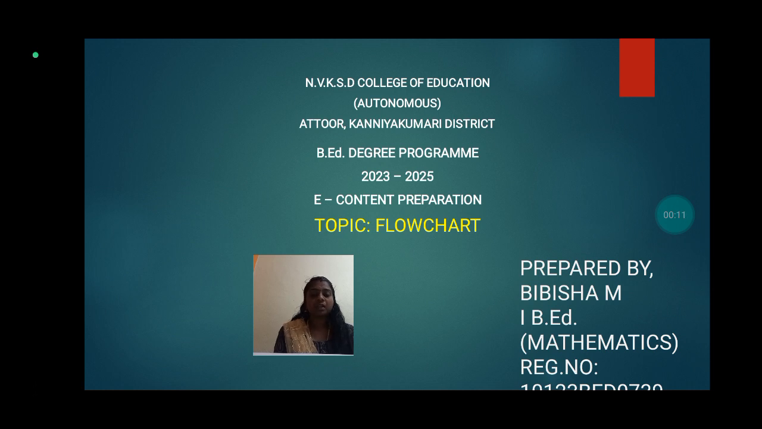Okay. What is our sixth unit? It is information processing. In this information processing, we have an interesting topic called flowchart. Today we are going to discuss the topic flowchart. Are you happy? Are you ready to study about flowchart?